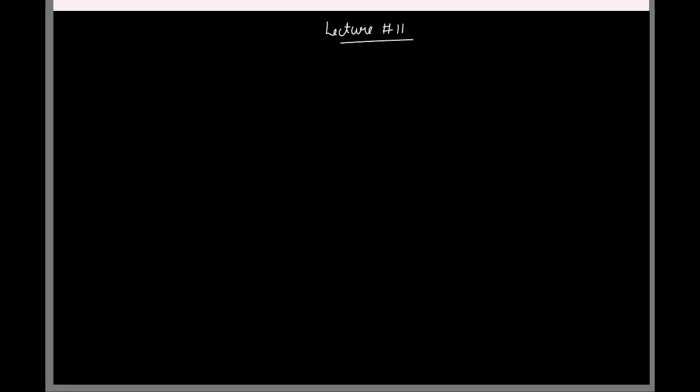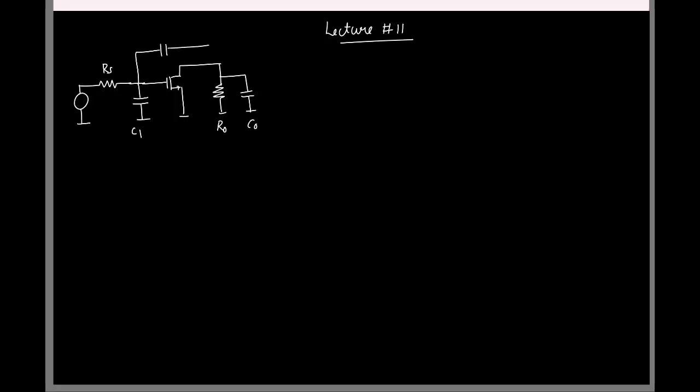Okay, in the last class, we started to look at the frequency response on the pole zero locations for a common source amplifier, and in particular in the presence of a source resistance. So this was the circuit. We had the input source, the source resistance, and we had capacitance at the input C1, the transistor, and at the output side we also had R0 C0, and we call this capacitor C. Later I replaced this transistor by a Gm block for the sake of convenience. So basically this was replaced like this. Let me draw it.